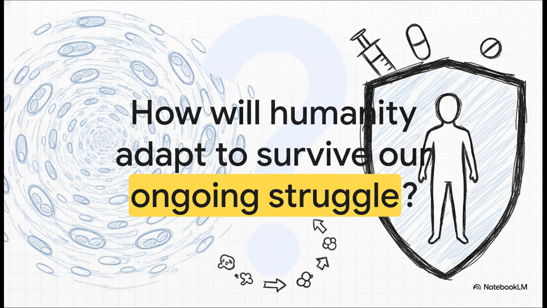As we just saw, natural selection is absolutely not stuck in the past. It is actively driving things like bacteria to rapidly mutate and resist our modern medicine right under our noses. We are literally part of this biological filter. So the big question is, how will humanity adapt to survive our own ongoing struggle for existence? Keep that in the back of your mind next time you look at the natural world around you.